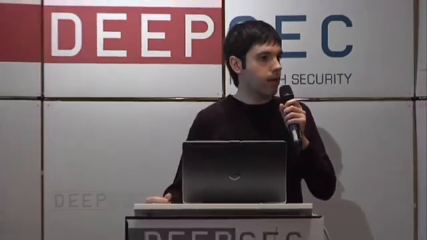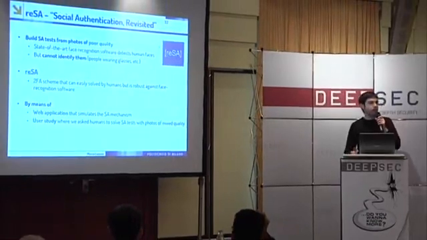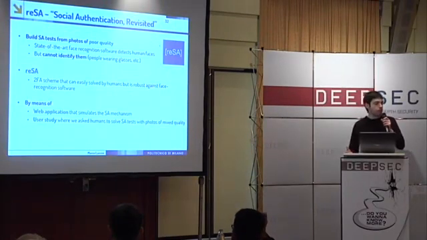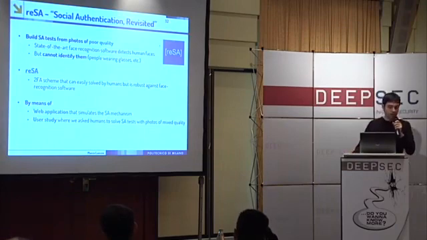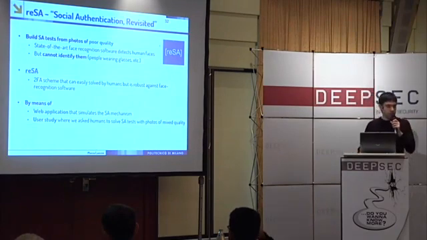For these reasons, we proposed to Facebook a redesign of this mechanism. We had the idea to build tests from photos of poor quality, namely photos in which state-of-the-art face recognition software can detect the presence of human faces, but cannot identify them because these faces are not clearly in front of the camera, for example. So we propose an authentication scheme that can easily be solved by humans, but is robust against face recognition software. We created a web application that simulates the mechanism deployed by Facebook and conducted a user study where we asked humans to solve a test with photos of mixed quality.